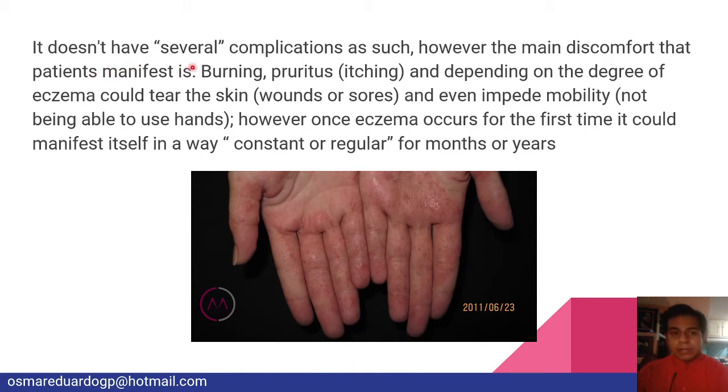It doesn't have several complications as such. However, the main discomfort that patients report is burning and pruritus, which means itching. Depending on the degree of the eczema, it could tear the skin with wounds or sores, and even impede mobility. This means that the person is not able to use their hands. Once eczema occurs for the first time, it could manifest itself constantly or regularly for months or years.